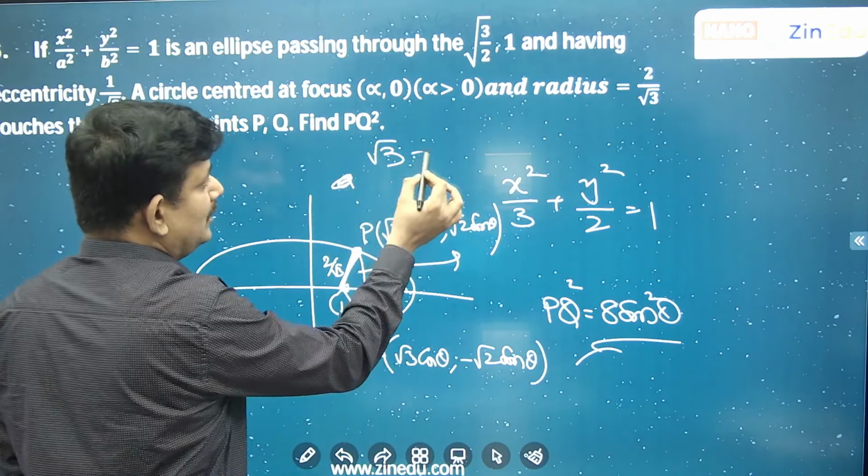He has given one side. E is 1 by root 3. X is root 3 cos theta. It is given to be the radius of the circle, 2 by root 3. From here you are getting the value of cos theta, substitute and get the answer.